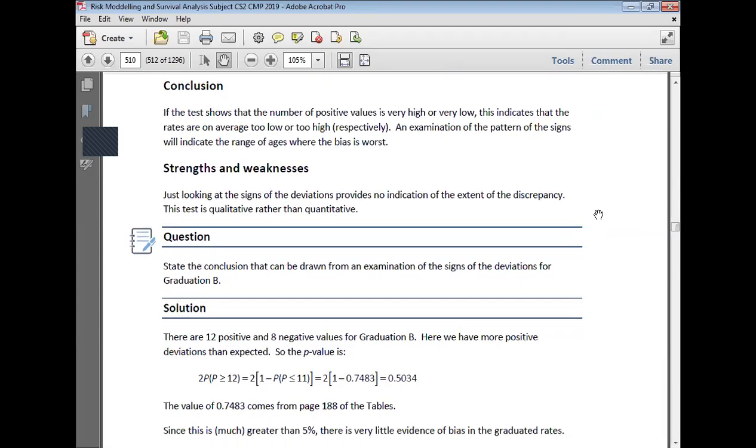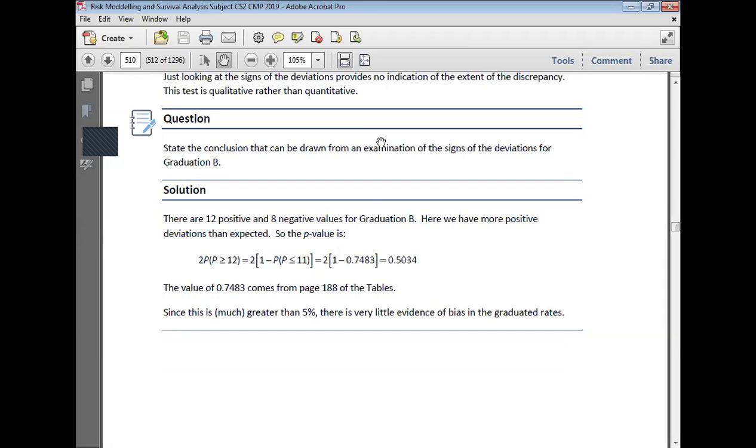So let us have a look at an example here. Now we are looking at graduation B. And here I'm not going to go back and count the number of ZXs, but that is what ideally you should do. And that is how they get to these numbers, that we have 12 positives and 8 negative values. So these are the values of ZX, and that is already calculated for you. So all you need to do is just count the number of positives and the number of negatives that you see. And now here, my m is 20 and my m by 2 is 10. So the number of positives that I have observed here is 12.